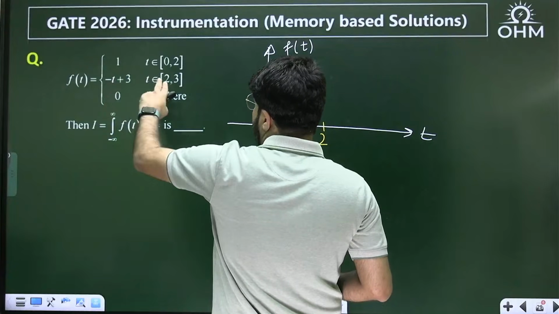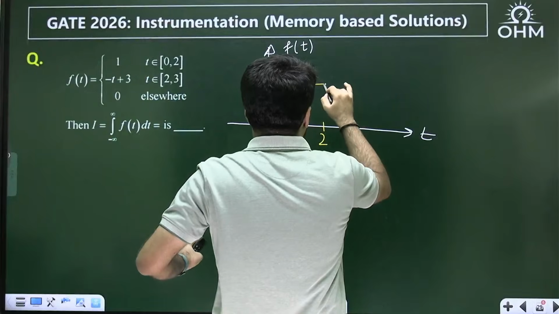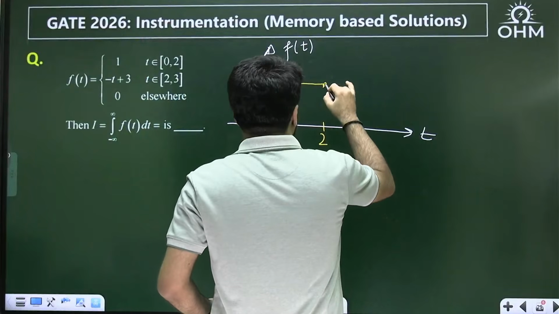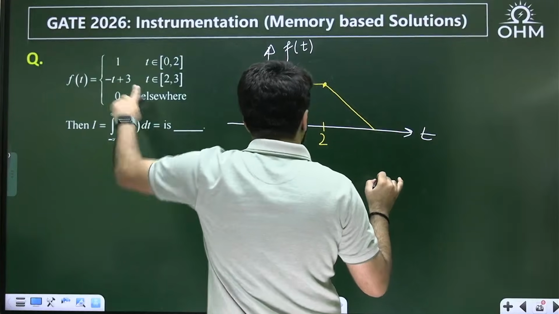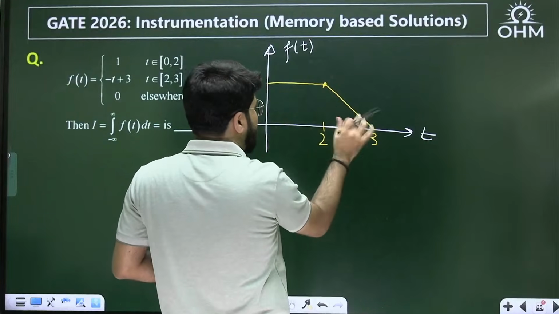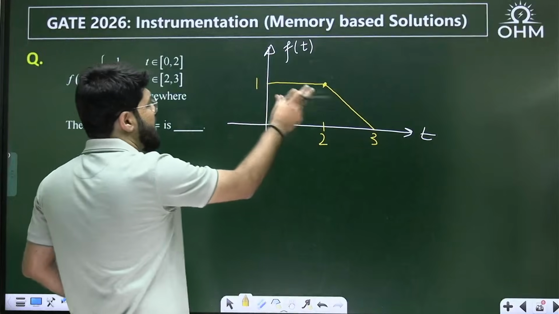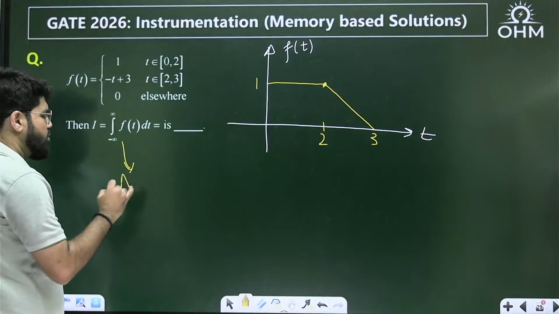Let me check the continuity. When I substitute t equal to 2 here, minus 2 plus 3 will be 1. So yeah, it will be continuous here. Then it is a decreasing line because of negative slope. How much slope? The magnitude of slope is 1. So this goes up to 3. Correct, height upon base 1, satisfied, slope equal to 1. This is the height and this is the base. What is the area? This integral is also equal to the area.